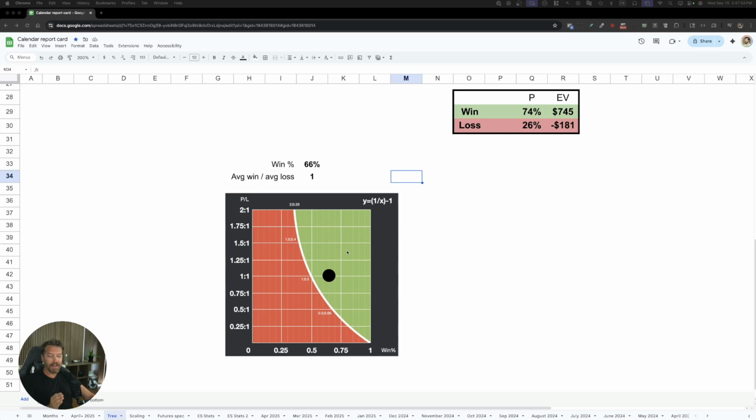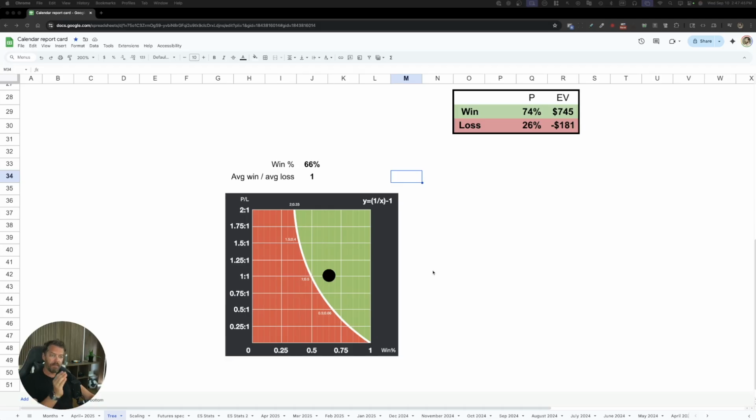And then there is this graph that is underutilized by traders, I think. Y equals 1 over X minus 1. And this is basically telling you where you should improve. So if you are in the green, you are a profitable trader. If you are in the red, you are a losing trader. On the X axis, you have the win percentage from 0 to 1, or 0 to 100%. And on the Y axis, you have your average win divided by your average loss. In that particular example, it goes from 0 to 2.